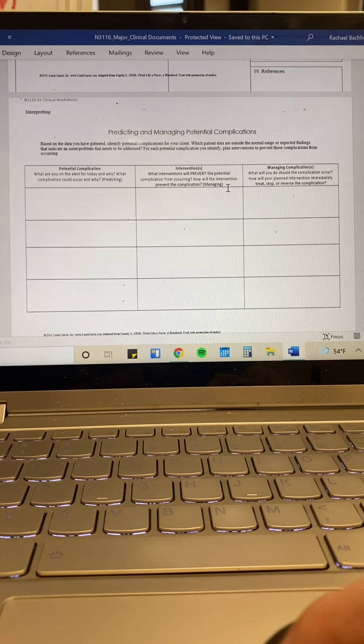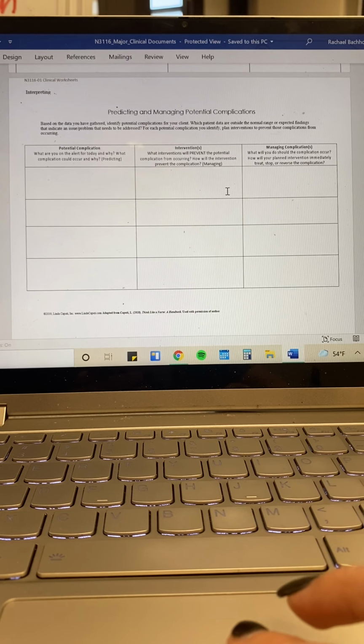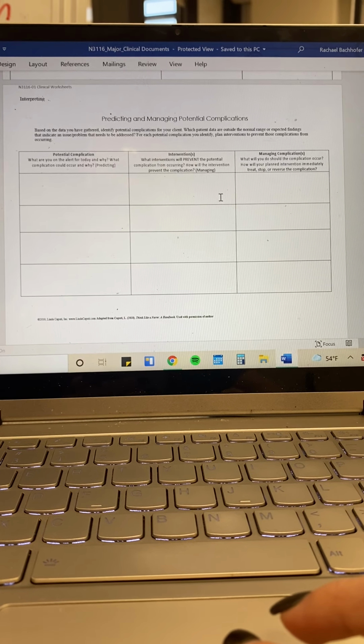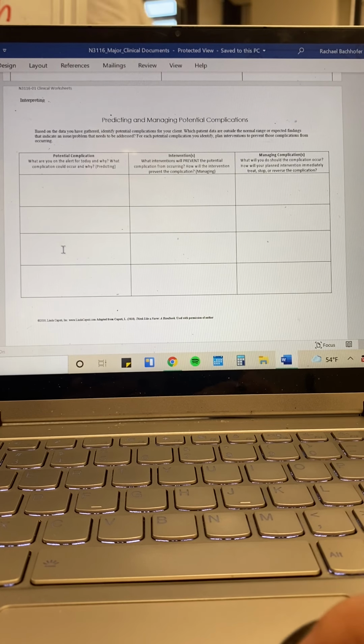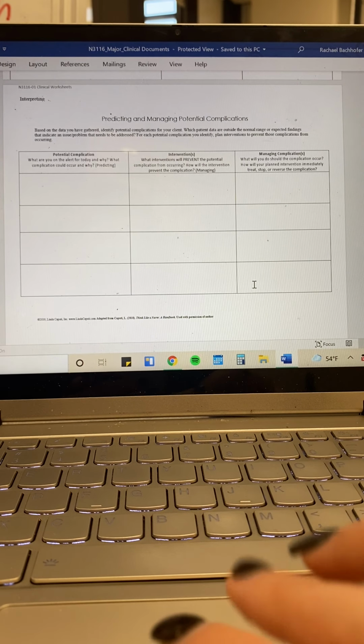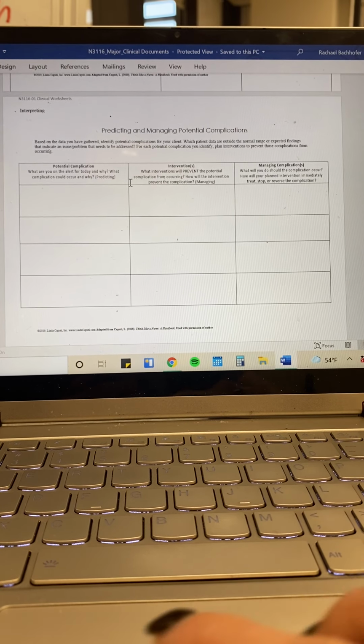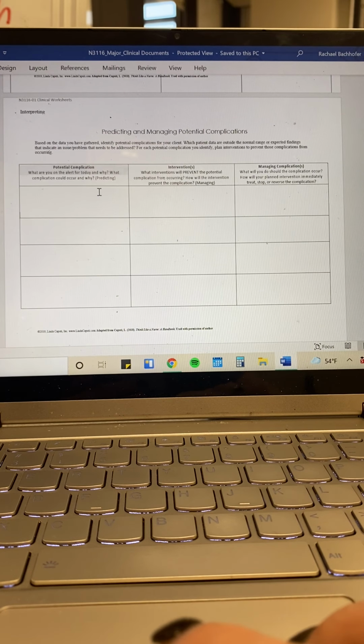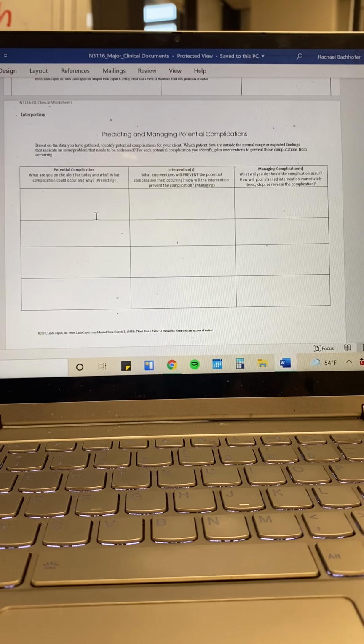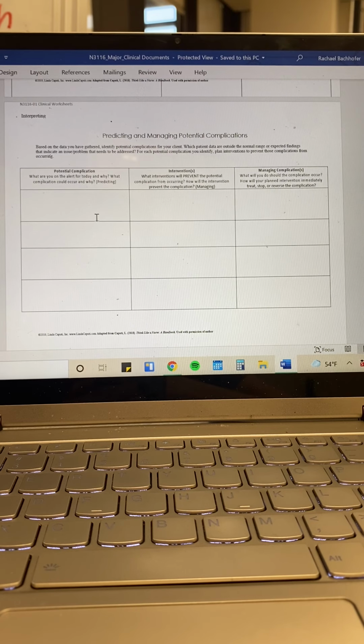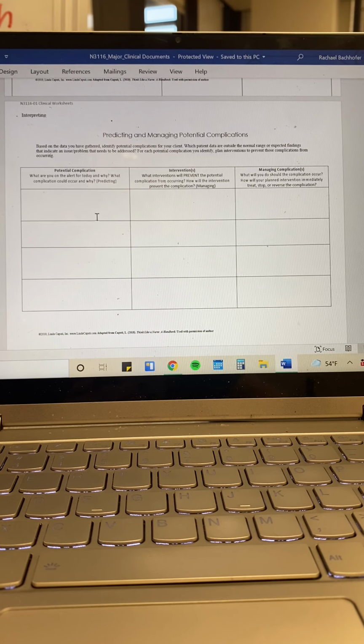Okay, moving on, we're almost done. This is page 7, predicting and managing potential complications. All of the boxes on this sheet need to be included. So box 1 over here on the left-hand side would be a potential complication. What are you on alert for today and why? What complication could occur and why?